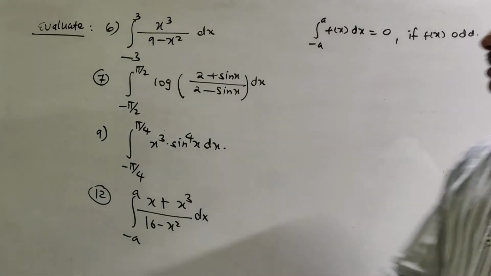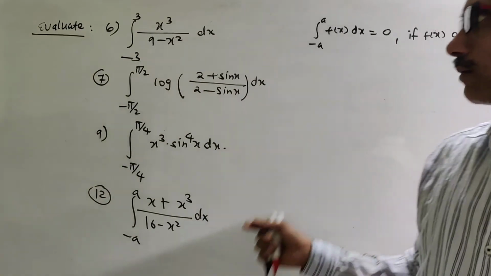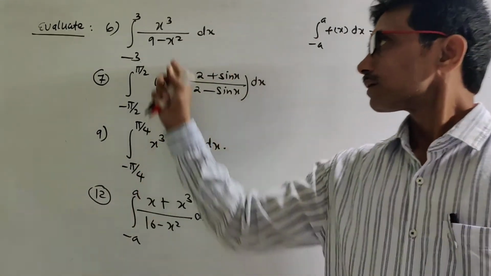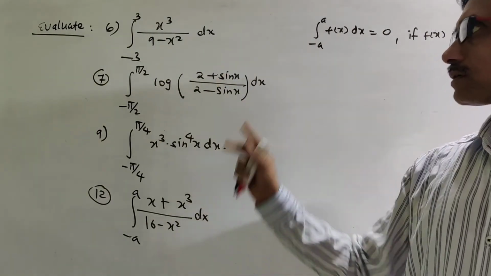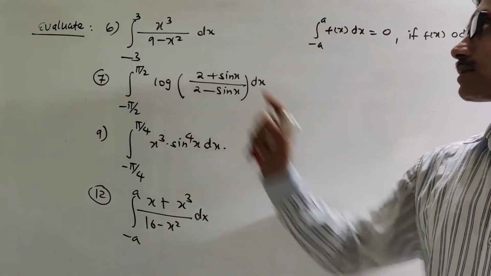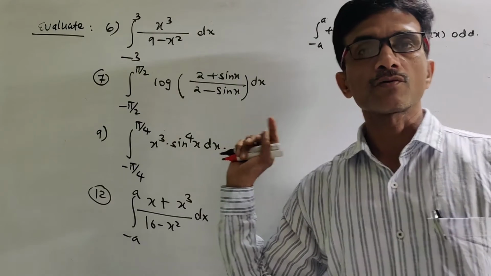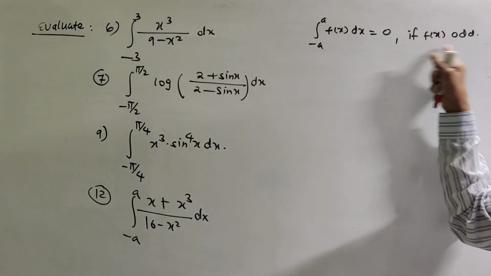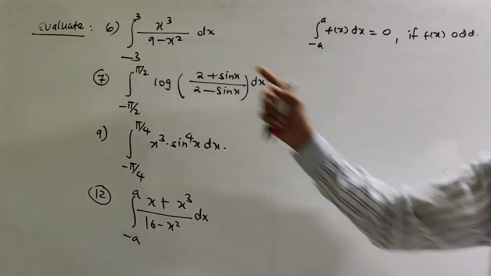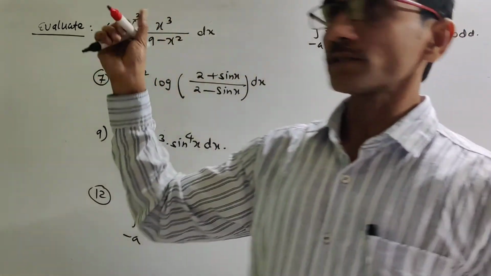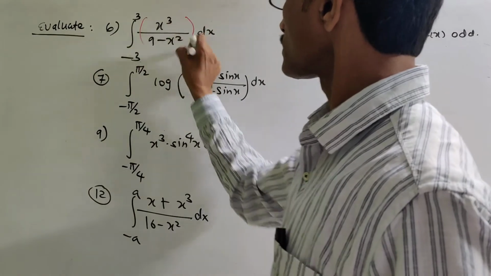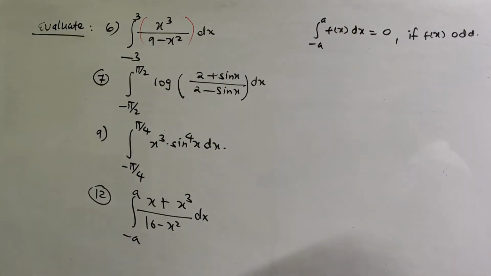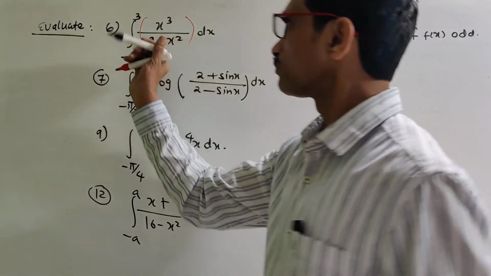So dear students, all these examples we solve by using this property. Here we conclude that the values of all these integrals will be equal to 0. Why? Because all these are odd functions, and we have seen the property that integral minus a to plus a f x dx is 0 when the function is odd. So clearly all these functions are odd functions. We can show that a function is odd because f of minus x is equal to minus f x. So let us do the first one.